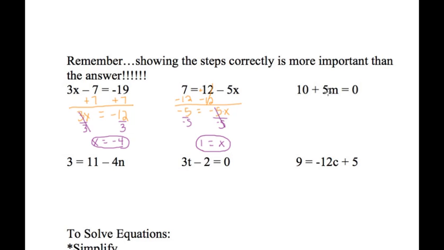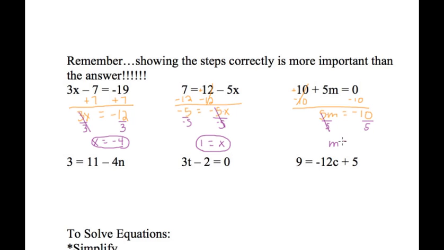Next problem. I'll get rid of this timesing last. The first thing I want to get rid of is this 10. It's a positive 10. So to undo it, I will subtract 10 from both sides. 10 and negative 10 adds up to be 0. So I have positive 5m equals 0 and negative 10 makes negative 10. Then I want to undo timesing by 5. So I divide both sides by 5.